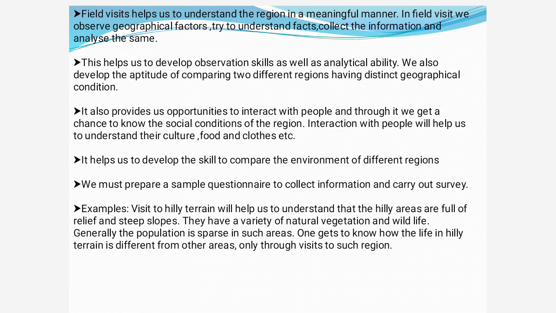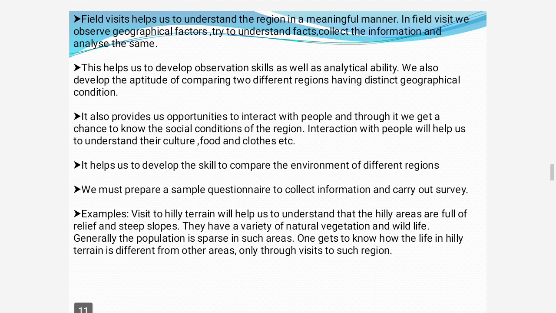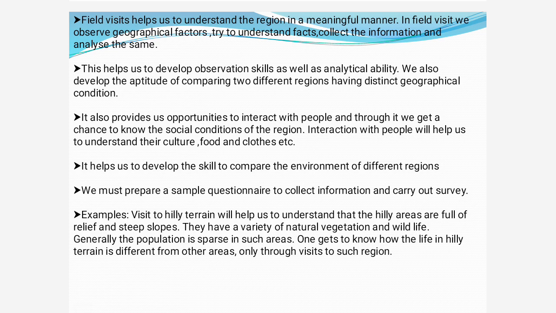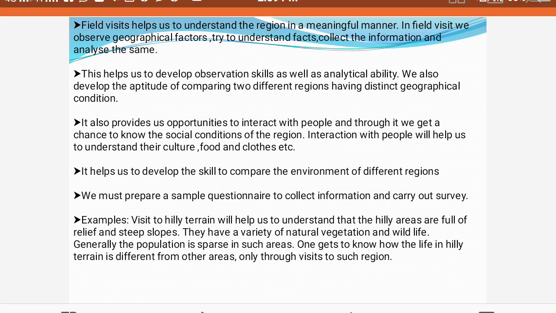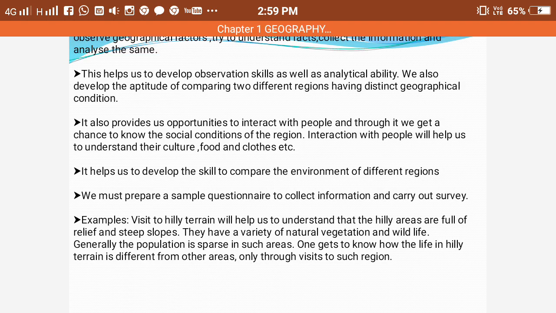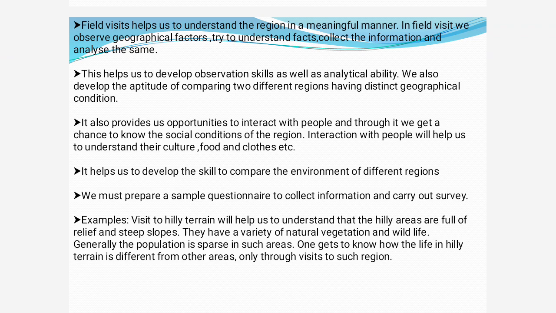Example, visit to hilly terrain will help us to understand that the hilly areas are full of relief and steep slopes. This is what I have already explained to you. They have a variety of natural vegetation and wildlife, different kinds of animals. Everything will be understood better if we personally visit the place. That is why field visit is very important. Generally, the population is sparse in such areas. One gets to know how the life in hilly terrain is different from other areas only through visits to such places. In this, field visit plays an important role.